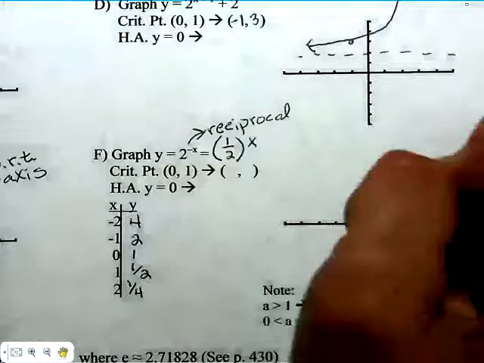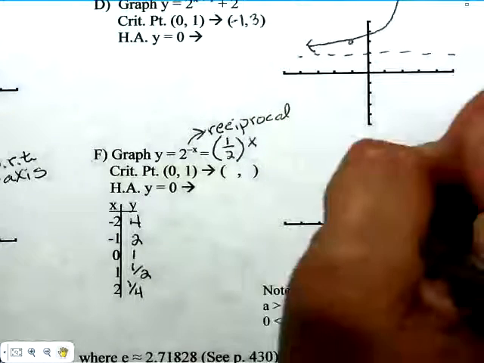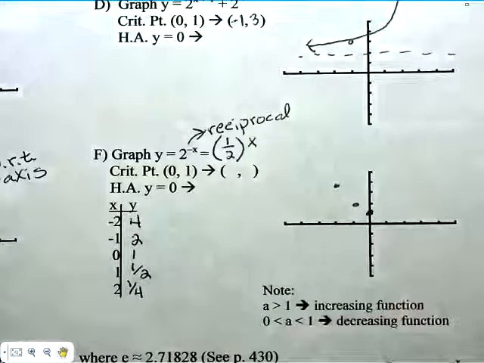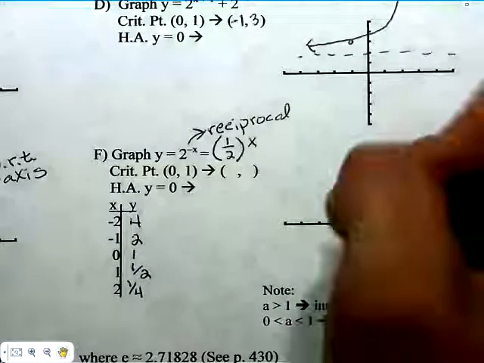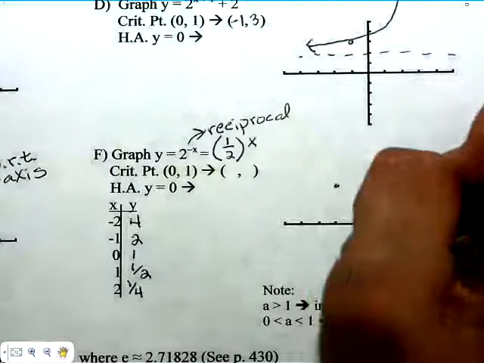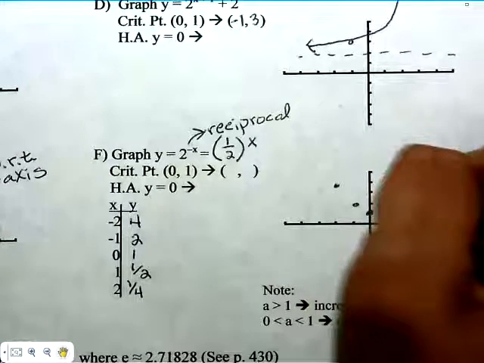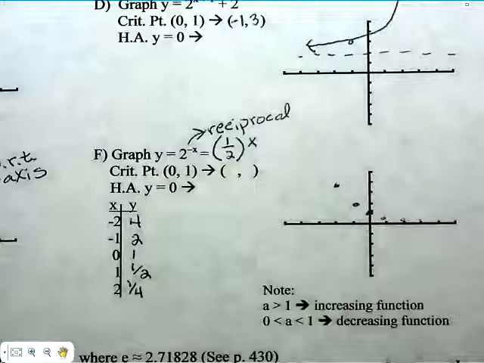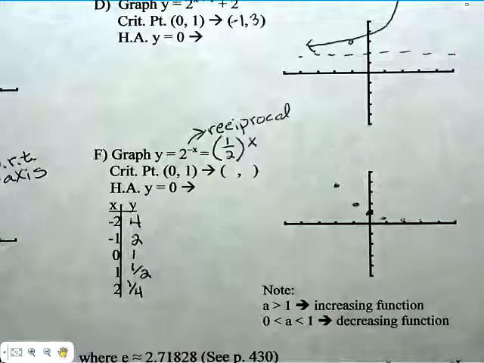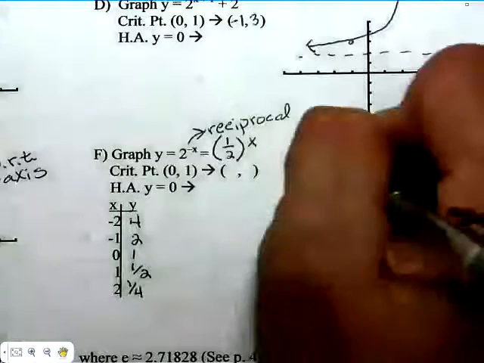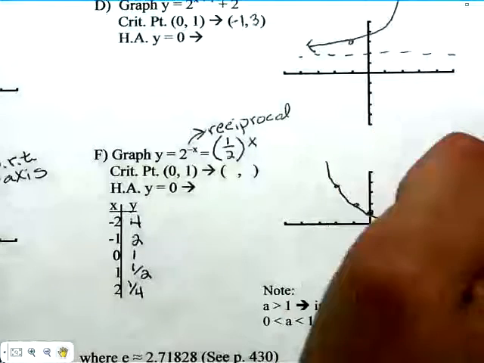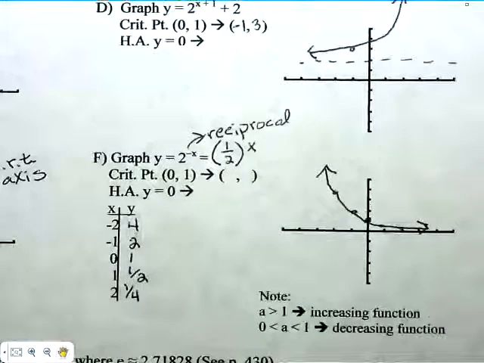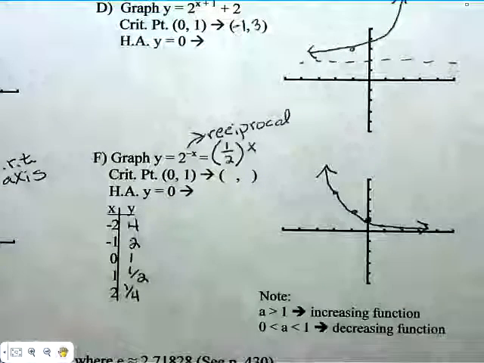-2, 4, -1, 2. Same critical point, 0, 1. It wasn't shifted left, right, up, or down. 1, 1/2, 2, 1/4. And I expect from there it's just going to get closer and closer to the x-axis. But as x's increase, your asymptote is still y equals 0.